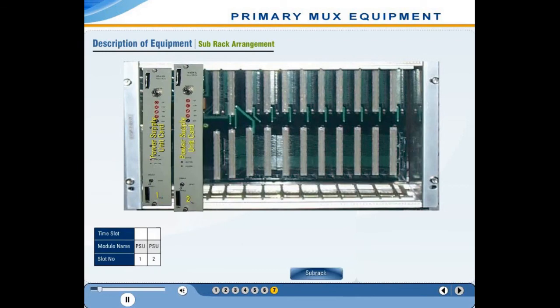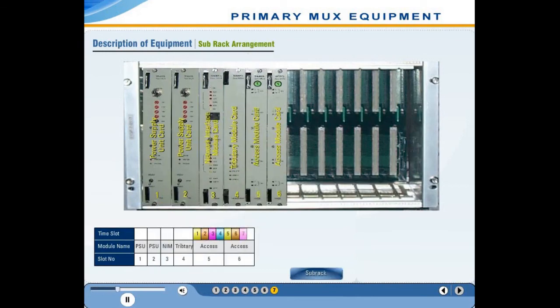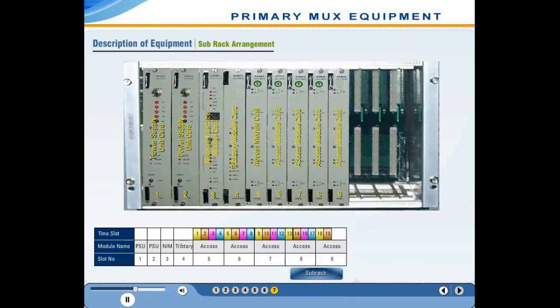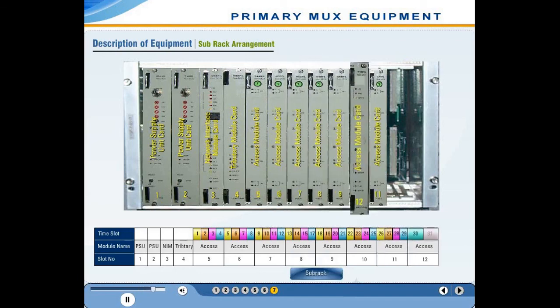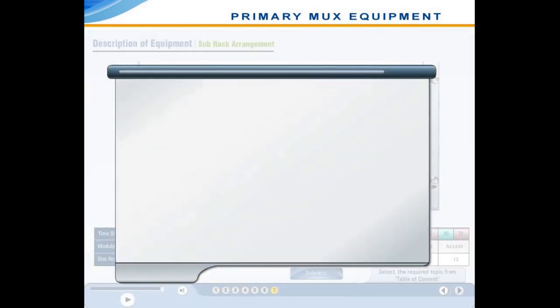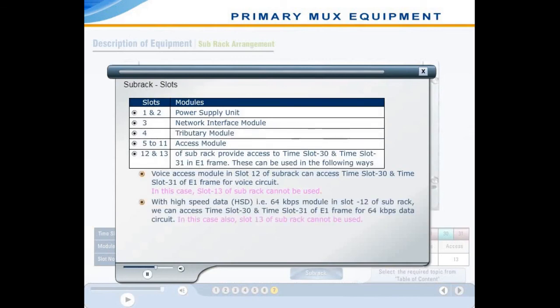The subrack and its slot alignment in WebFill FlexiMUX equipment is shown on screen. The subrack slot details are shown on the screen.